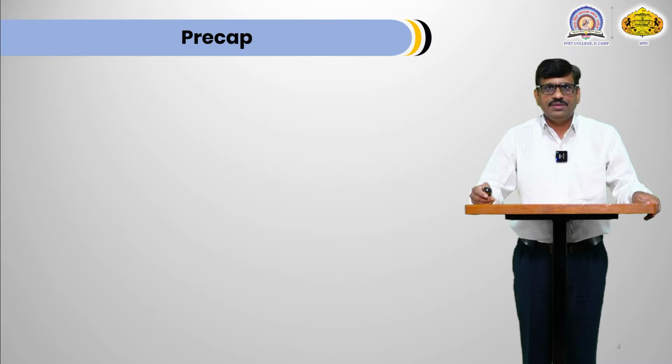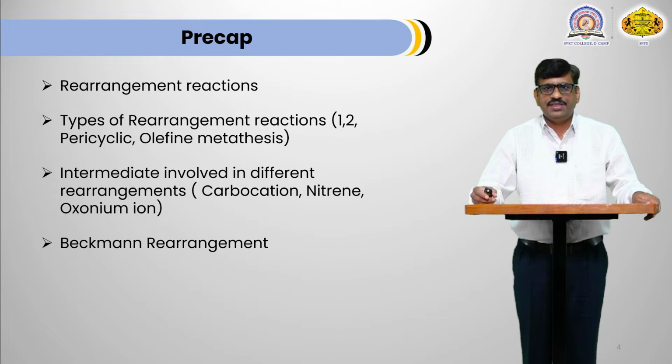During the last lecture, we started rearrangement reactions. In that lecture, we saw what a rearrangement reaction is and the different types of rearrangement reactions. Then we saw the intermediates involved in rearrangement reactions, and finally the Beckmann rearrangement. As you all know, rearrangement reactions are reactions in which the carbon skeleton or functional group of the molecule undergoes changes. In some cases, both the carbon skeleton as well as the functional group change.